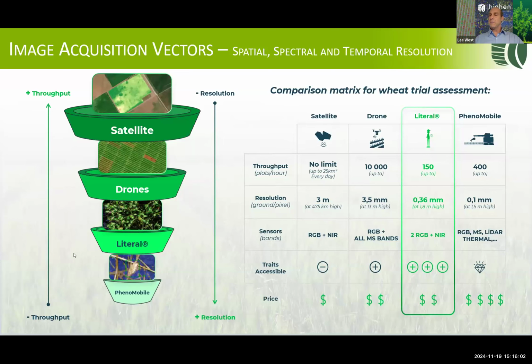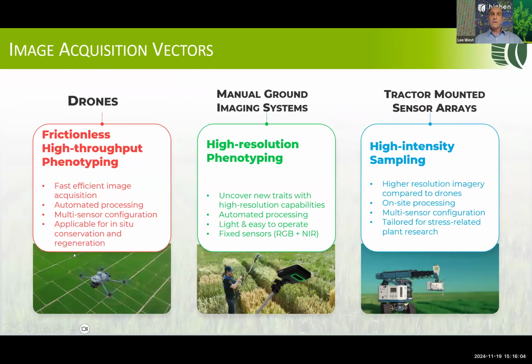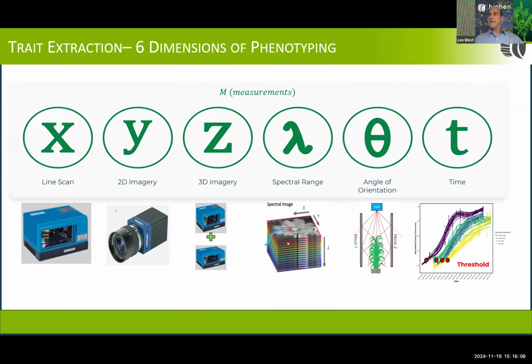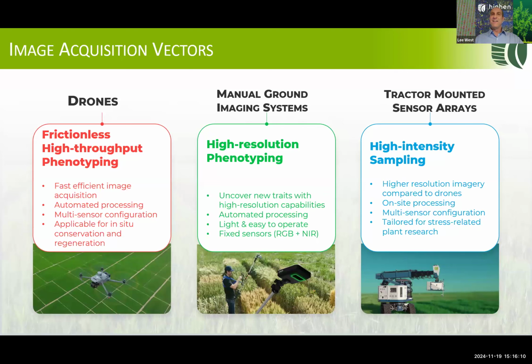So these vectors each have strengths and weaknesses, and breeders deploy them based on the needs of their program.